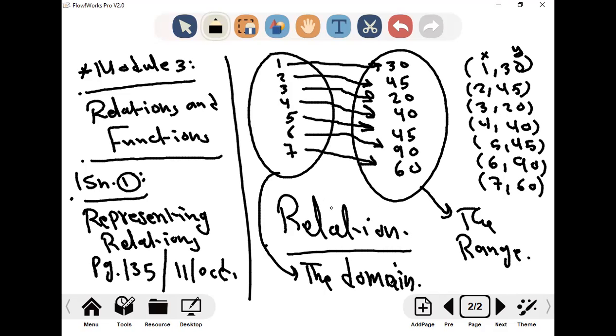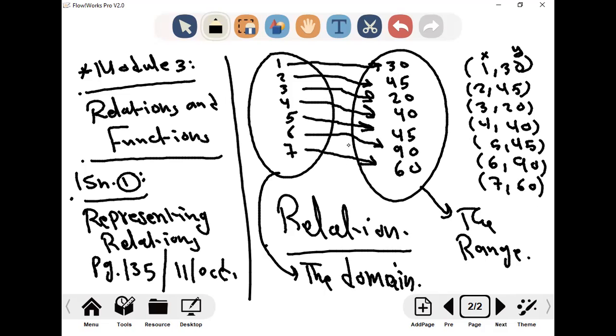Continue. A mapping illustrates the relation between the domain and range by showing how each element of the domain is paired with an element in the range. Like this one, 1 to 30 means 1 connects with 30. We can represent it as the ordered pair (1, 30). Look here. The set of all x's here are what? And the set of all y's are what? Variables.